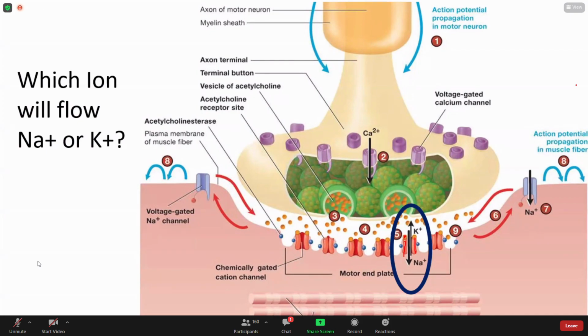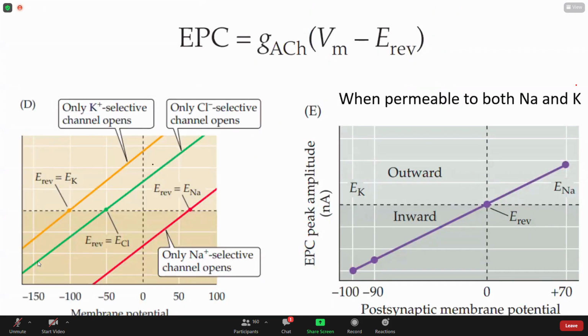Good. But there is a little bit more detail here. Now, what you learned in the previous lecture is mainly examples of channels which are selective to a particular ion. As you can see here, in yellow are the channels selective for potassium. In red are the ones that are selective for sodium.